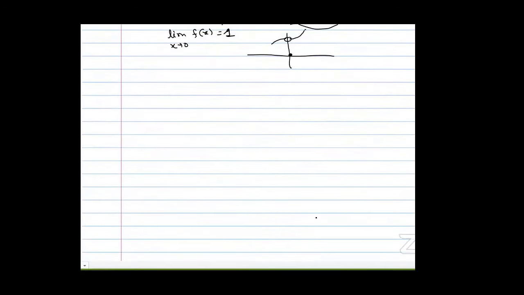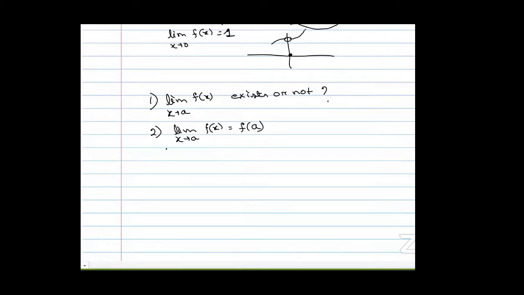So for continuity, you have to check two points. One is whether the limit at that point exists or not. This is the first check you have to do. If it does not exist, then you can easily say that the function is not continuous at that point. And the second thing is the limit should be the same as the value of the function at that point. If these two are satisfied, that means the limit exists and the limiting value is the same as the functional value at that point, then only can we say the function is continuous at this point. Is it clear?